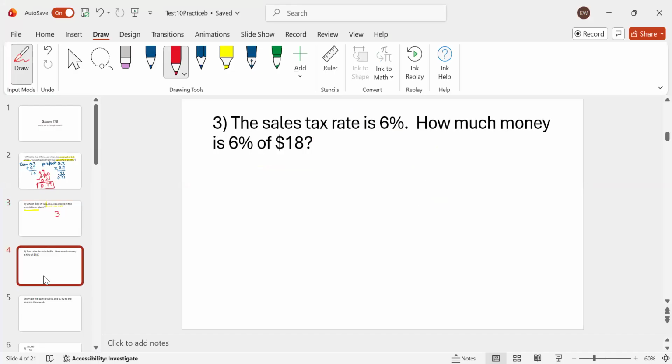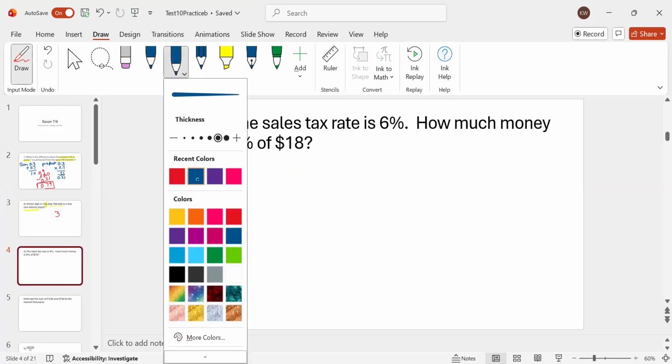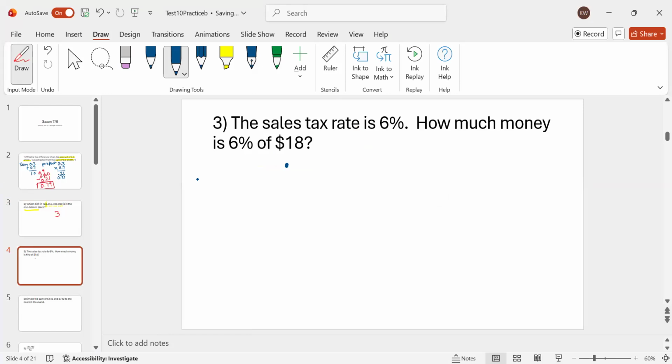The sales tax rate is 6%. How much money is 6% of $18? Okay, so if I'm going to do this, I'm going to switch to blue here. I'm going to set up a multiplication problem where I have 18 times 6%, which can be written as 0.06. So that's 6 hundredths. You can say it the same way. So it's 0.06 of $18.